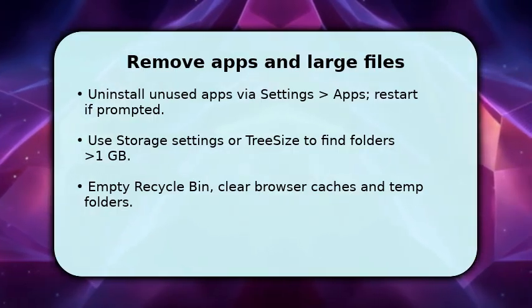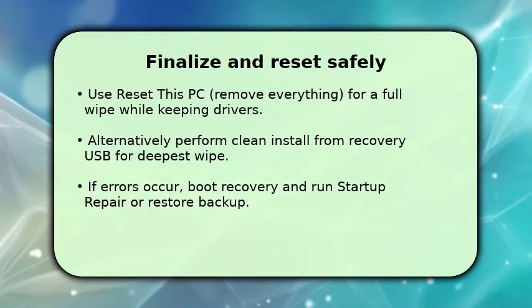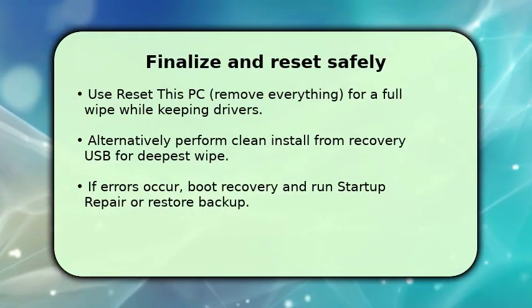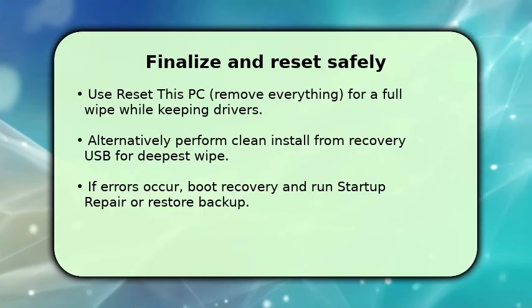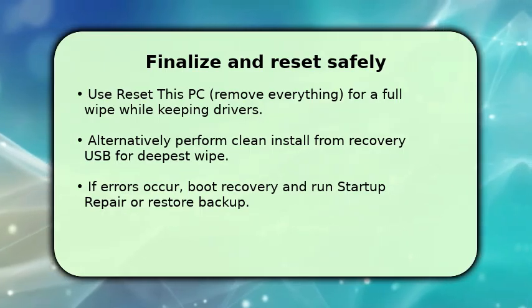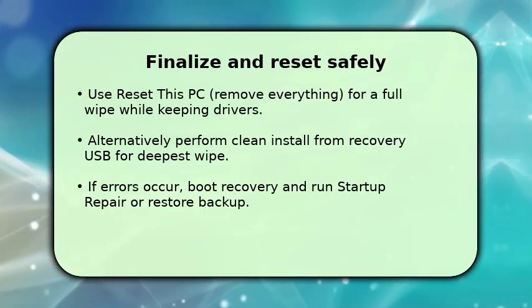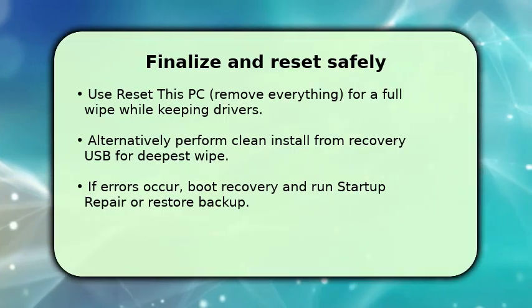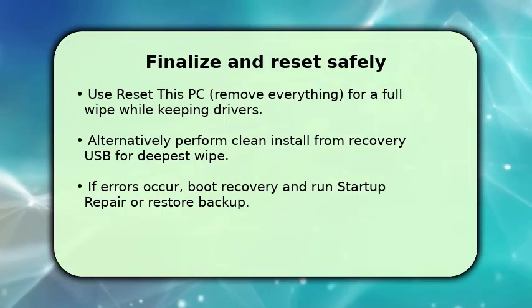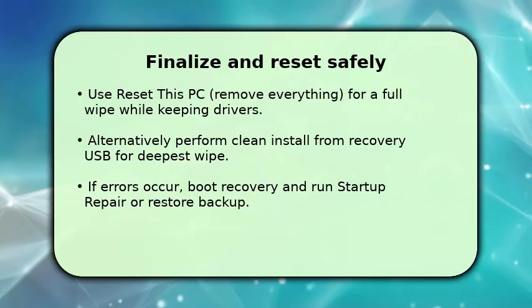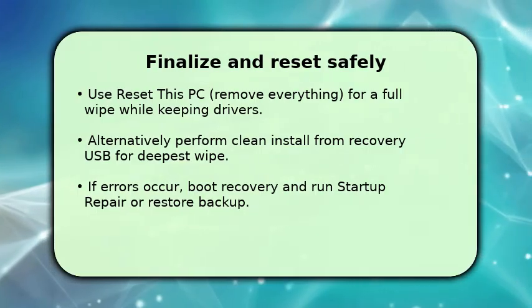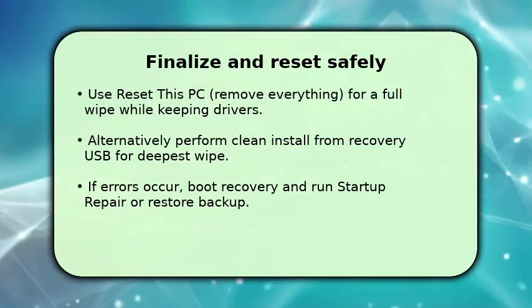You finish by choosing a secure end state. Use Windows Reset this PC and pick Remove Everything to clear C, while reinstalling Windows or boot from Recovery USB for a clean install if you want a factory-like wipe. Follow prompts to remove personal files and optionally wipe drives for extra thoroughness. After completion, reinstall drivers and restore only necessary data.